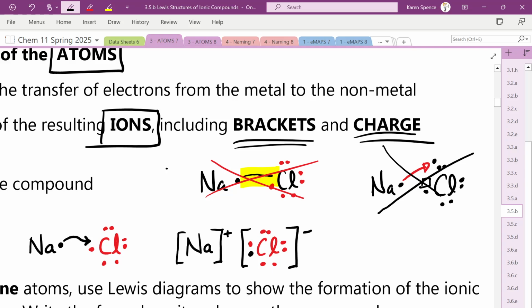And the other thing people forget is they forget the brackets, or they forget the charge, or both. Okay?